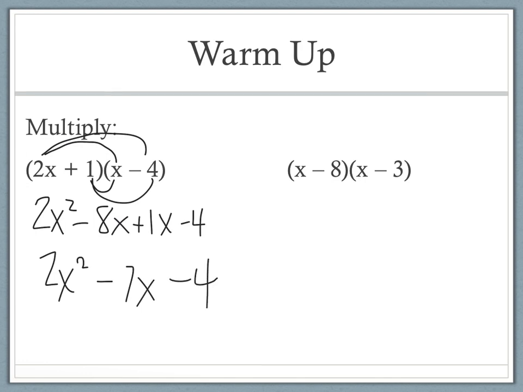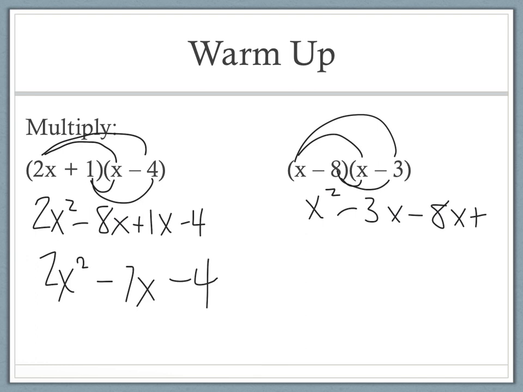Okay, now let's go on to the next one. So x times x is x squared. x times negative 3 is negative 3x. Negative 8x, and then negative 8 times negative 3 is positive 24. Combine our like terms, so we have x squared minus 11x plus 24.